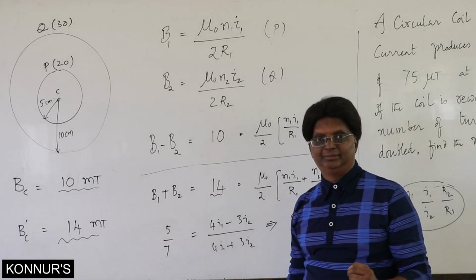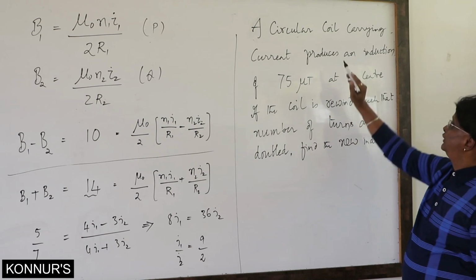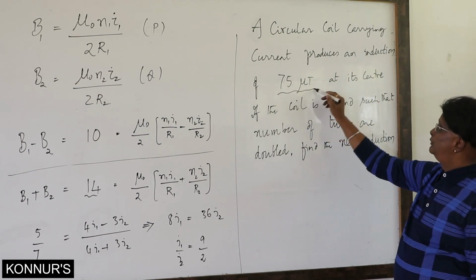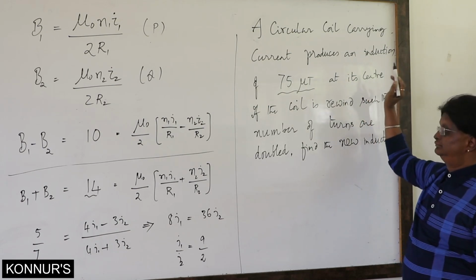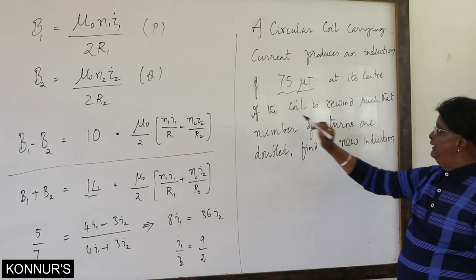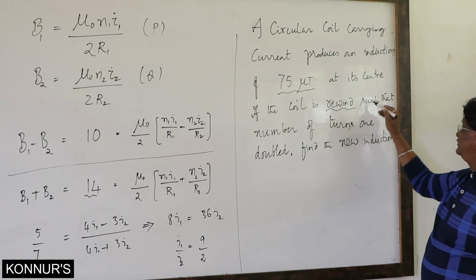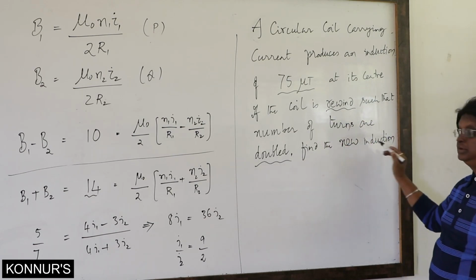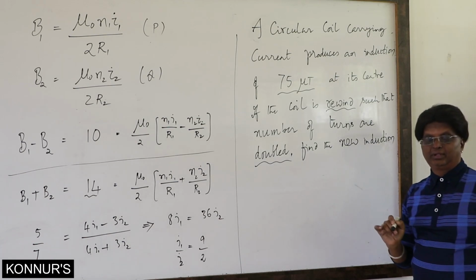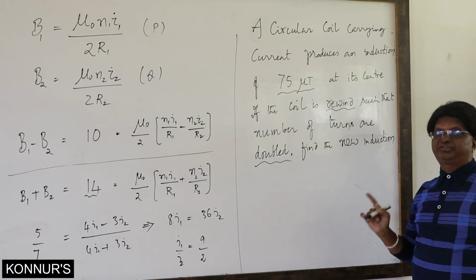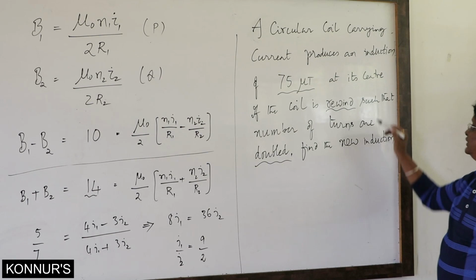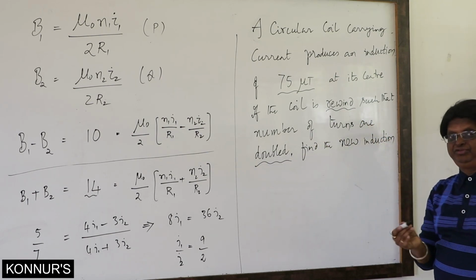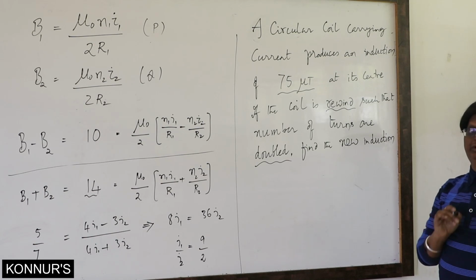A circular coil carrying current produces an induction of 75 microtesla at its center. Now, the coil is rewound such that the number of turns is doubled. Find the new induction. When you read the question, find these keywords: rewinding, number of turns doubled, changed. So these are the keywords.